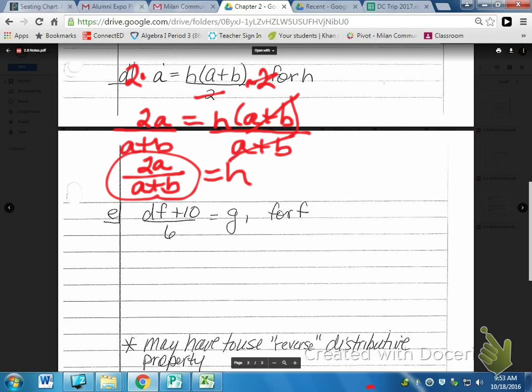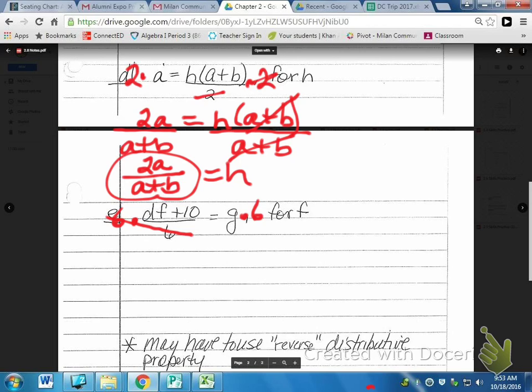All right, example E. DF plus 10 all over 6 equals G. So we need to get F alone. Okay, Ethan, are you doing it? Yeah. All right, what should we do first? You multiply the bottom 6 by 6. Okay, everything by 6, both sides by 6. Yes. Okay, so that's going to take care of these two 6s. Now what?